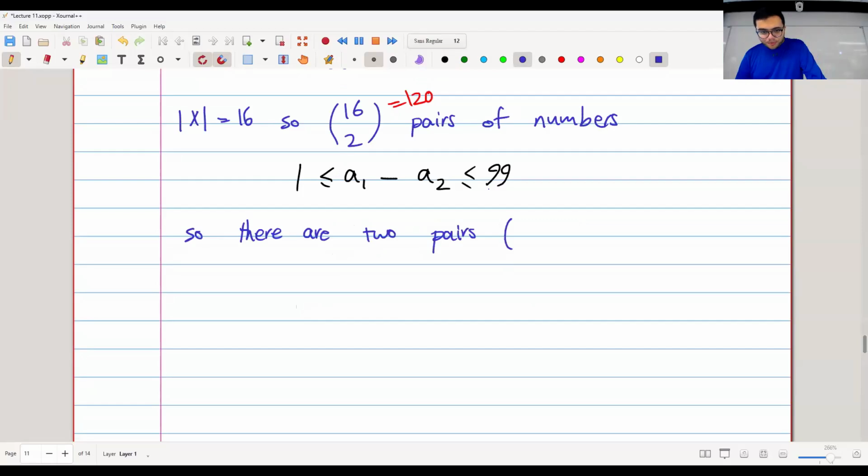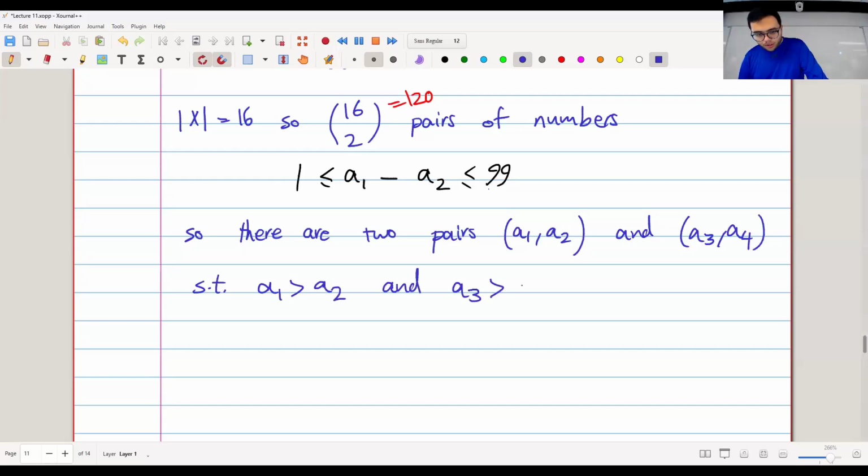Let's call them A1, A2, A3, and A4. And remember, I always put the biggest number first, such that A1 is bigger than A2, and A3 is bigger than A4. I also have that A1 minus A2 is equal to A3 minus A4. Okay, great. Does this solve the problem? Are we done?